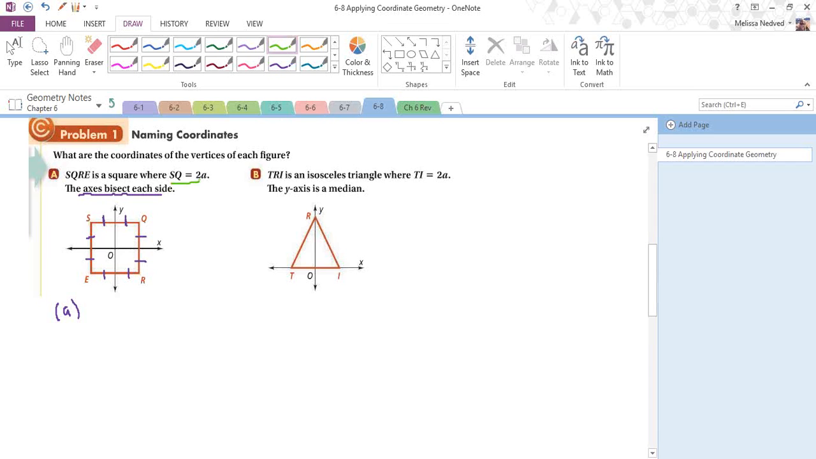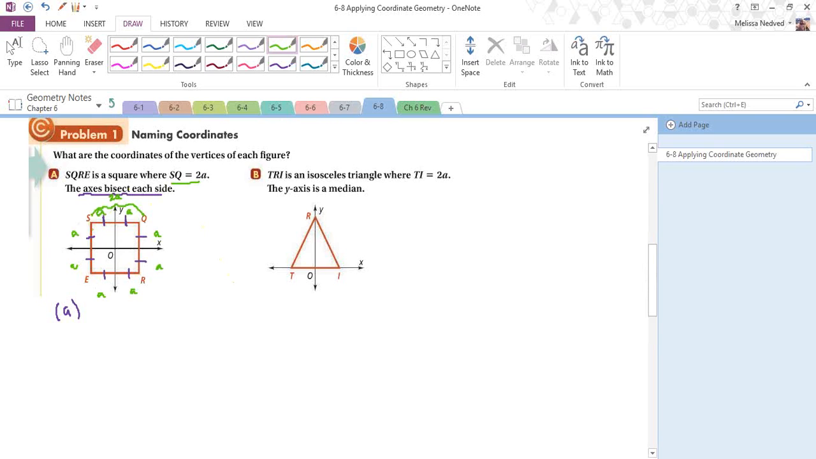Now, what else do we know? We're also told that SQ is equal to 2A. So from S all the way to Q has a length of 2A. Well, since we already know SQ is bisected, it's cut in half, each of those halves has to be A, so that when you add them up, A plus A would give you 2A. So from S to my y-axis has a length of A, and then the y-axis to Q has a length of A. And since all of these sides are congruent, we can do that all the way around.